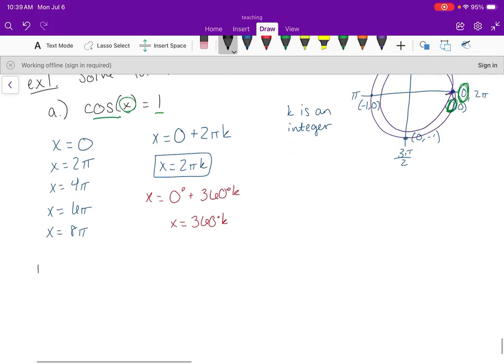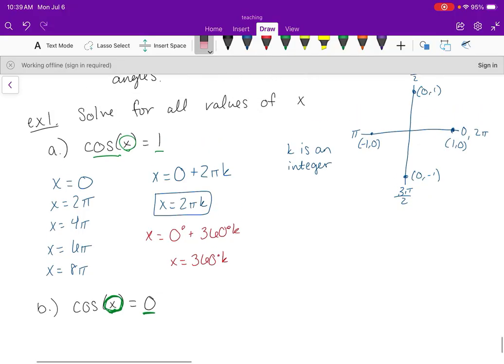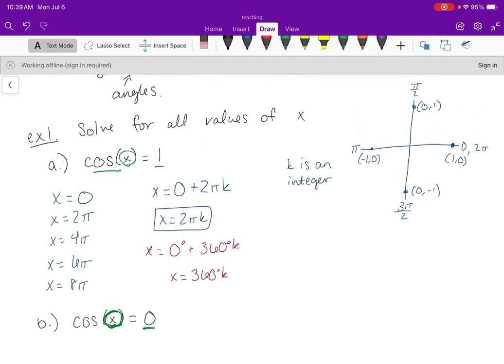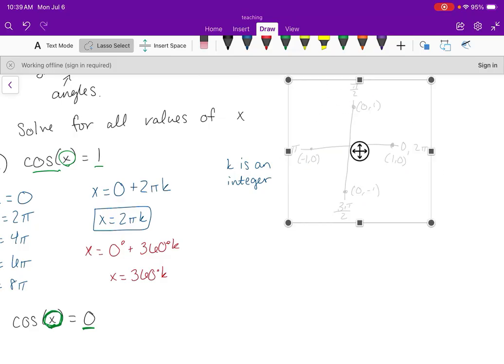Let's do another one. So B, let's do cosine x equals 0. Here I'm looking for every value of x that I could plug into this cosine so that cosine would equal 0. So I'll come back to my unit circle. I'm going to erase all the stuff I circled on it earlier. I'm going to bring it down so that I can see it with our problem. Let me move this down with us for a moment.